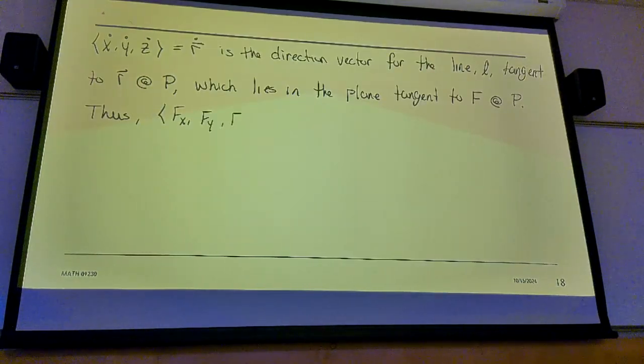So then that vector, which was perpendicular to the direction vector lying in the tangent plane, would have to be normal to the tangent plane. That's our normal vector. Oh, but what is the equation of a plane? How do you find it?